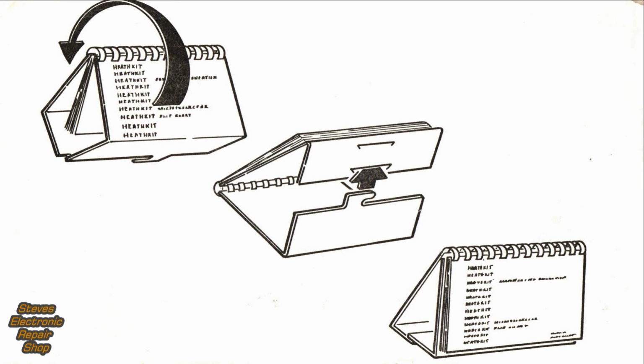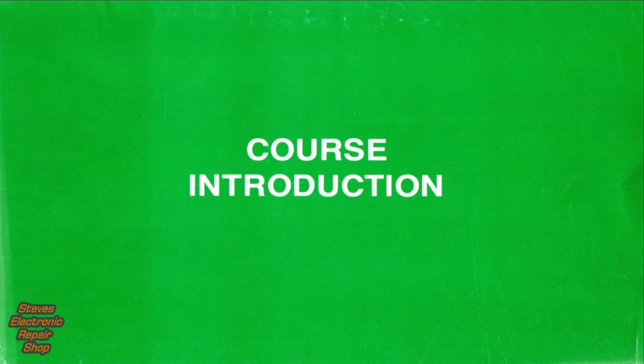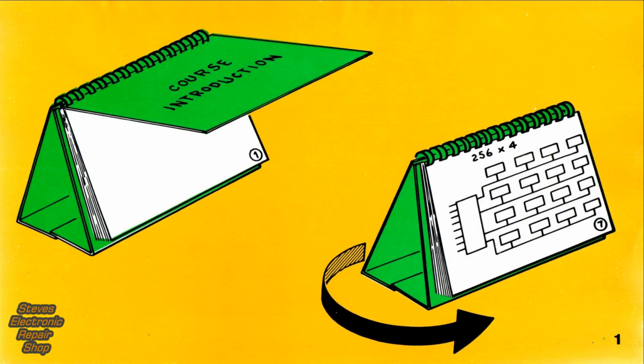You'll find that the front and back covers have fold-out flaps that form the base of the Flipchart. An interlocking tab secures the flaps. Now position the Flipchart so that the title frame Course Introduction is facing you. Flip to the next frame in sequence. This should be frame 1, as identified by the number in the lower right-hand corner.